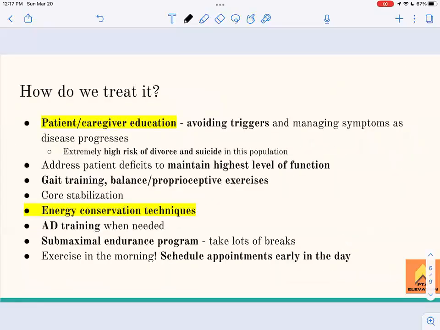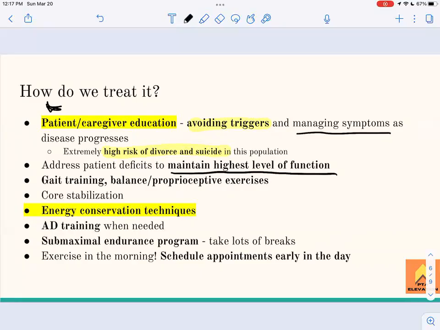So how are we treating it? Again, as I was saying before, patient caregiver education is the most important thing. We want to avoid triggers with this patient because the triggers are what cause it. And then we just want to be able to manage the symptoms as they arise. Again, we're just trying to maintain the highest level of function with this patient that we can for as long as possible. And as I was mentioning earlier, be careful because there's a high risk of divorce and suicide in this population.